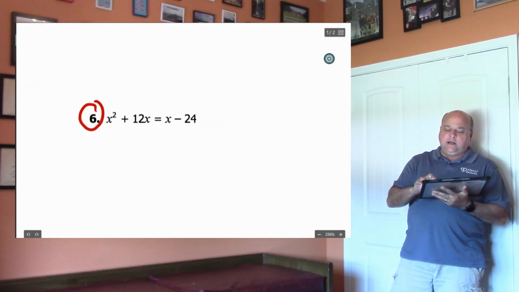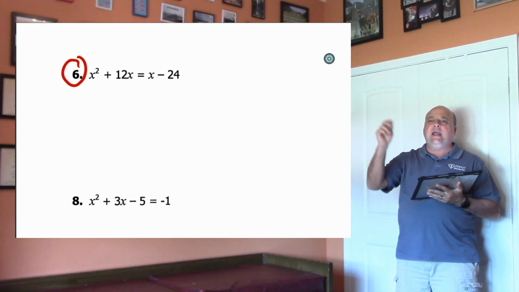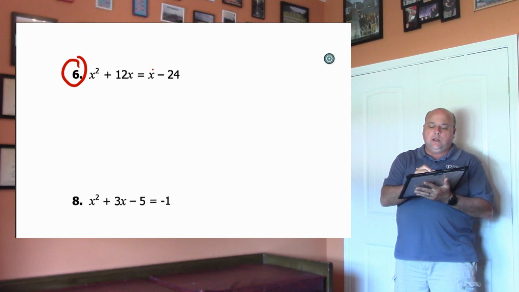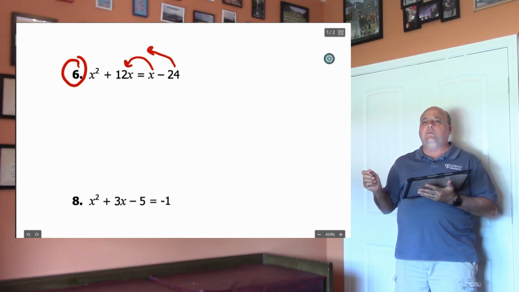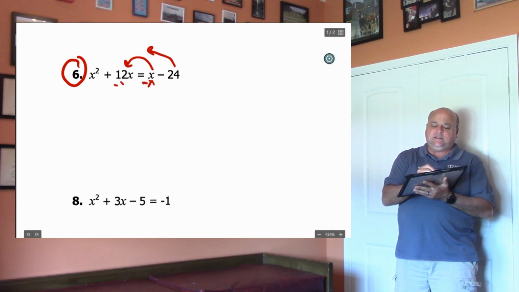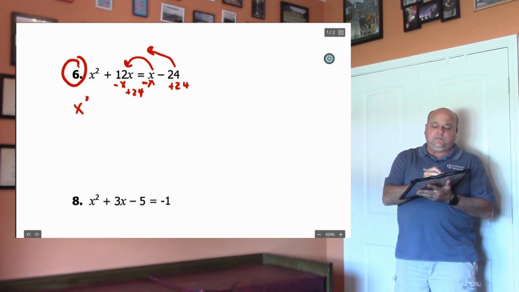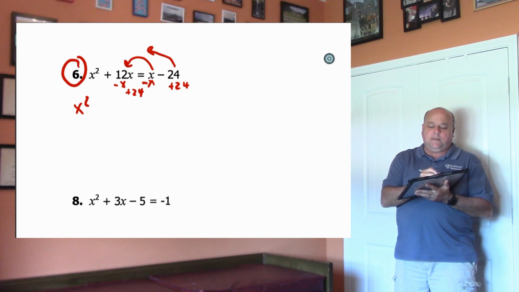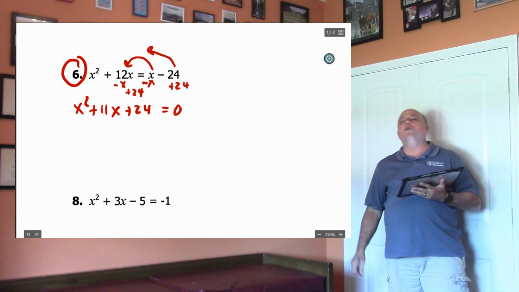Okay, well, let's go down to number 6. Number 6 is a little bit harder because you got to solve it for 0. You can't do these problems unless you solve them for 0. So the x is going to move over to the 12x, and the negative 24 is just going to move across. So I'm going to set a minus x, and then put plus 24 over here, right? So the x squared drops. 12 minus 1x, or 12 minus x, is plus 11x. And then plus 24 equals 0.